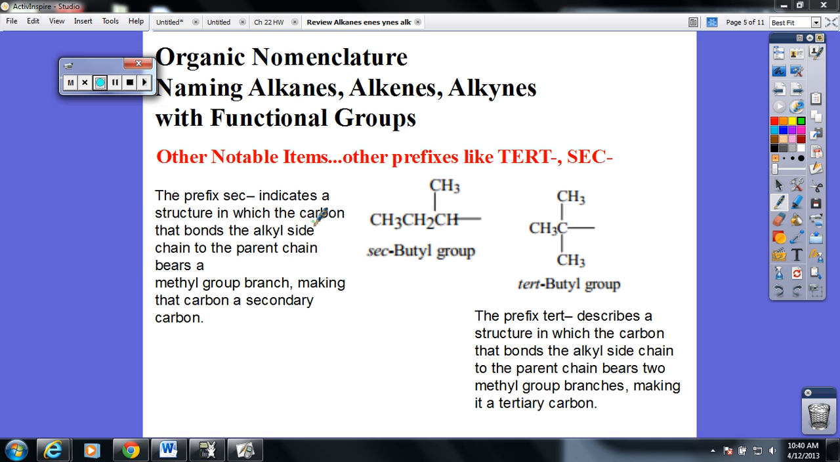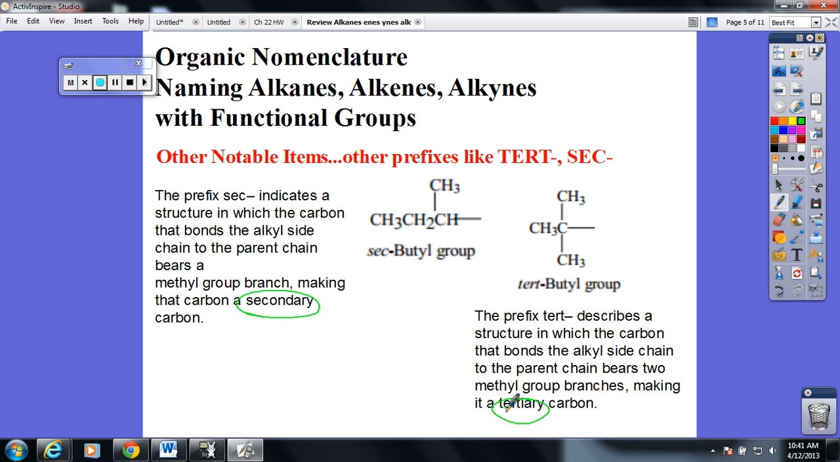Now, prefix like T-E-R-T and S-E-C. Let me show you the real name and how to pronounce these, okay? For S-E-C, we call that secondary, okay? Secondary. And for T-E-R-T, that's spelled tertiary. Okay, that's pronounced tertiary. The T-I gives you an S-H sound.